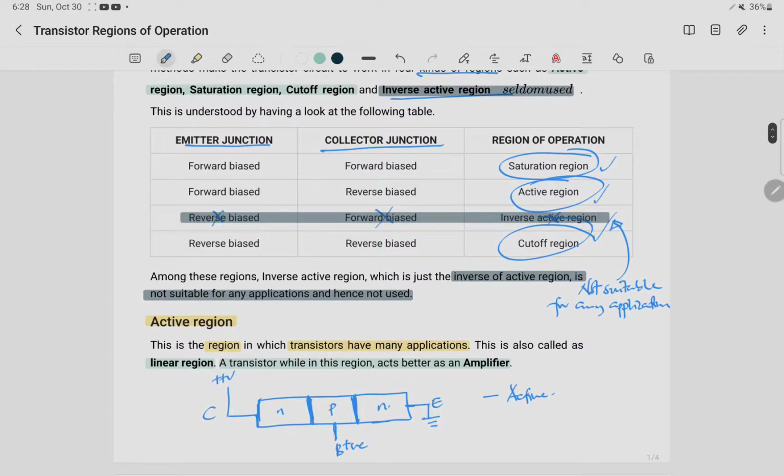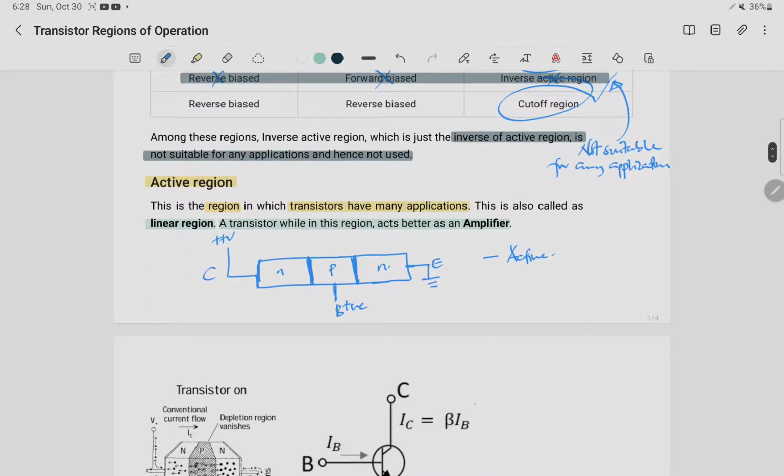The saturation region is formed when you forward bias both the junctions. The active region is formed when you forward bias the emitter junction and reverse bias the collector junction. Let me draw a better thing. So let's talk about the active region.